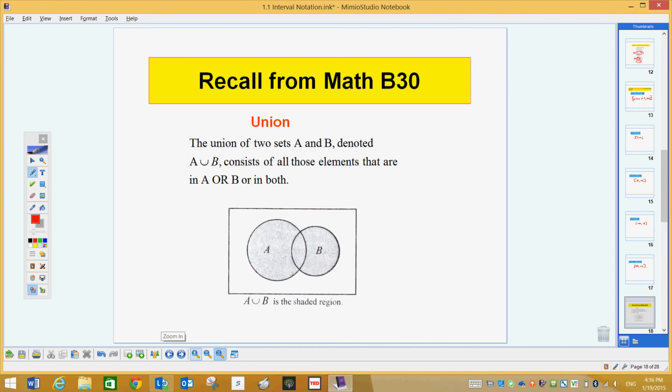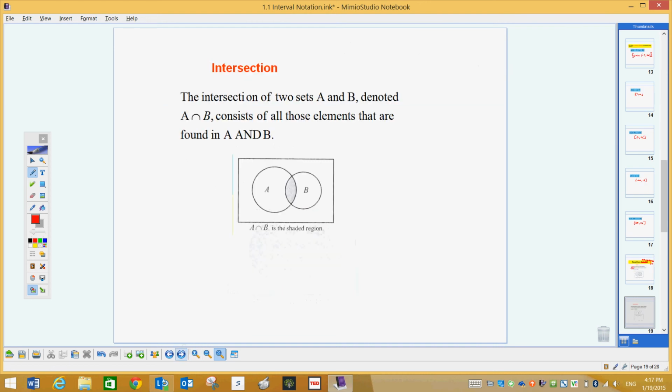Now, from Foundations 30, no longer Math B 30, but if we went back to what we called Foundations 30, you talked about union and intersection. Union is when we take two sets and we combine their elements together. For example, if we had set A and set B and we asked you to take the union of them, that means we would combine them together and make one big set. Intersection, which is denoted by what looks like an upside down U, contains elements which are both in set A and set B.